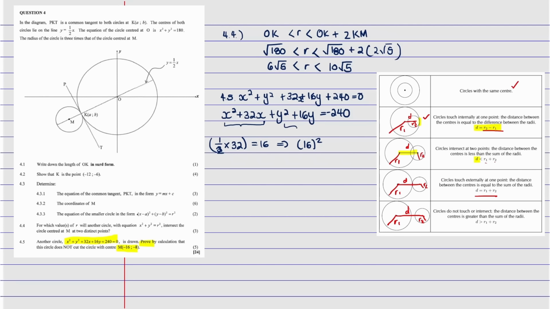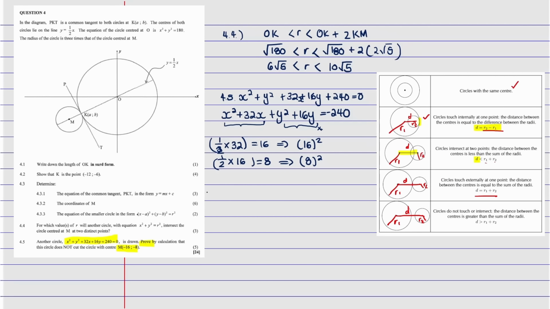Let's do this one now. It's going to be a half of 16, which is equal to 8. Then we're going to square it, so it's going to be 8 all squared.